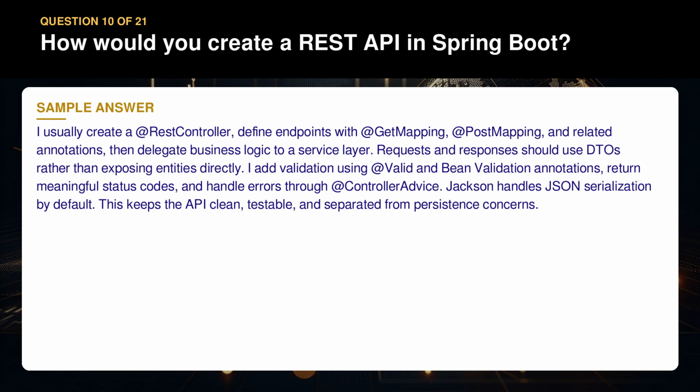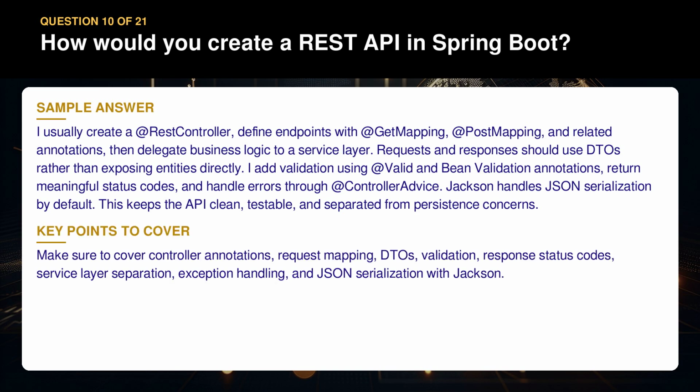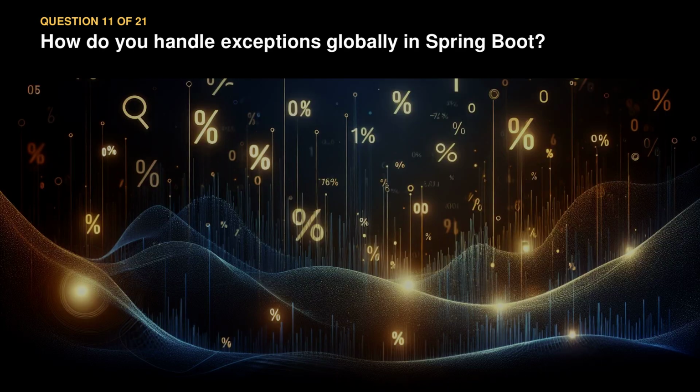I add validation using @Valid and bean validation annotations, return meaningful status codes, and handle errors through @ControllerAdvice. Jackson handles JSON serialization by default. This keeps the API clean, testable, and separated from persistence concerns. Make sure to cover controller annotations, request mapping, DTOs, validation, response status codes, service layer separation, exception handling, and JSON serialization with Jackson.